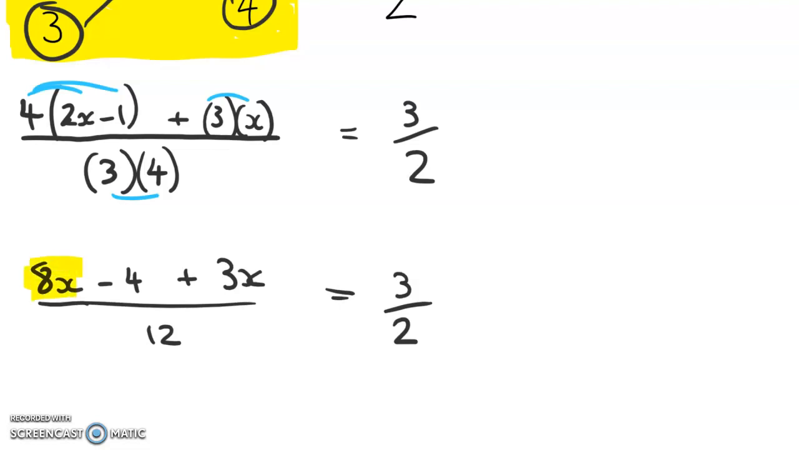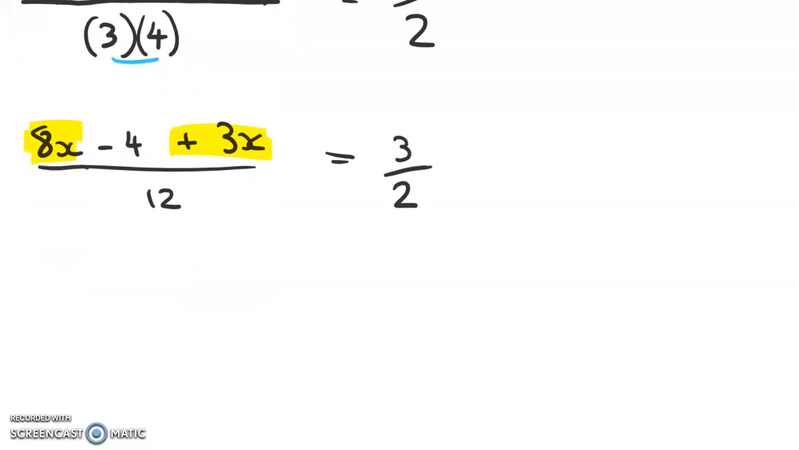Can I do anything here and here? You can add them together. Yep, tidy it up a little bit so we have 5x. No, we don't. We've got 11x minus 4 all over 12 equals 3 over 2.